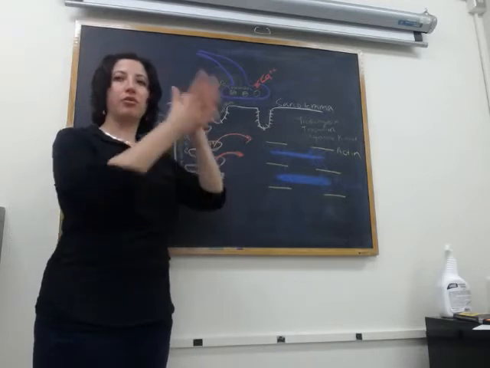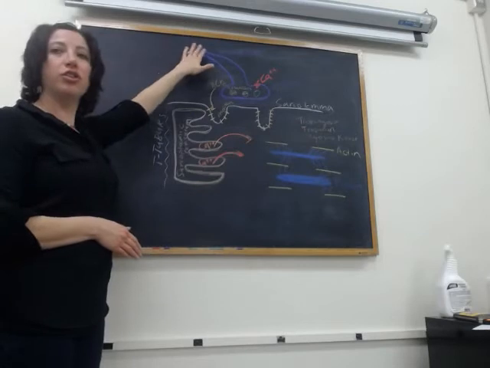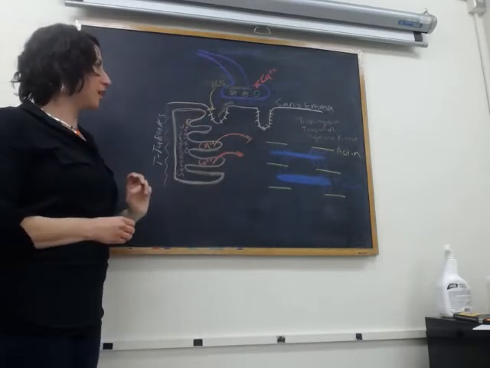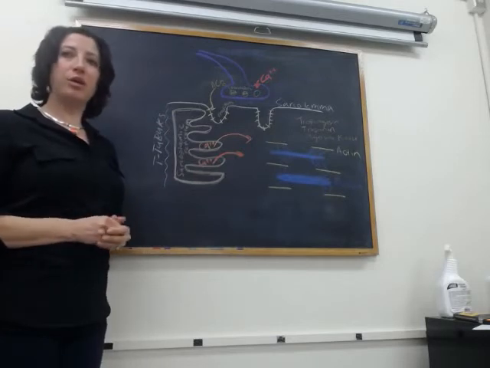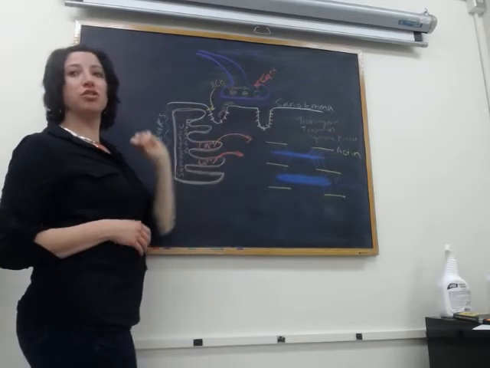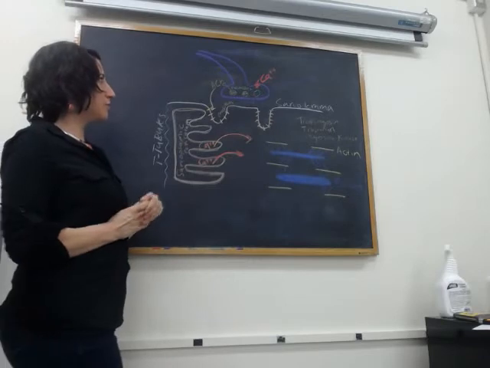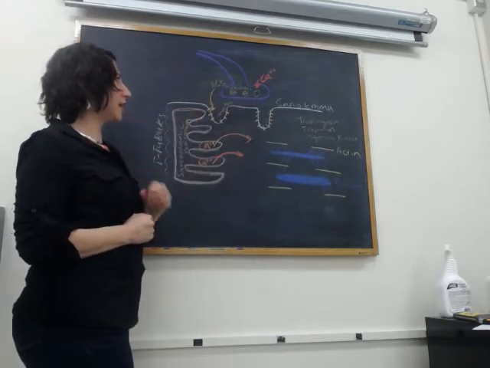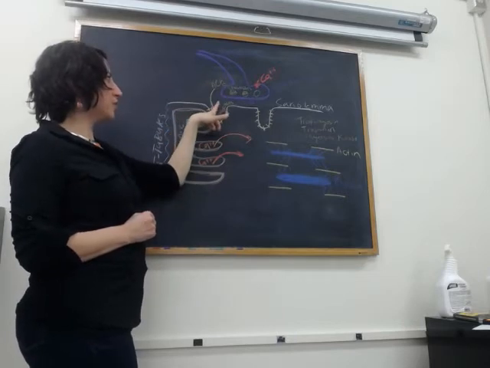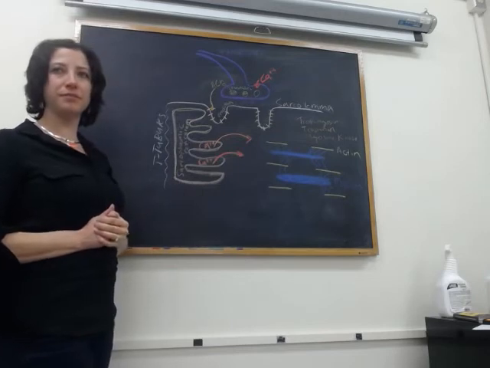So let's go back to the start. So first step, we have a nerve impulse traveling down the nerve fiber into the synaptic knob. This nerve impulse stimulates calcium channels to open, and calcium comes into the synaptic knob. Calcium stimulates the vesicles to release ACH. ACH leaves the synaptic knob, travels across the cleft, and binds to the receptors on the sarcolemma.